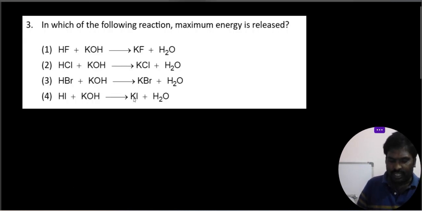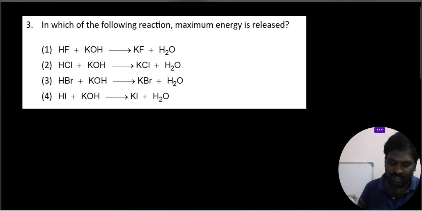In which of the following reactions is maximum energy released? This is an important model problem. The options are: HF plus KOH giving KF plus water, HCl plus KOH giving KCl plus water, HBr plus KOH giving KBr plus water, HI plus KOH giving KI plus water. In which reaction is maximum energy released? Here we are expecting the fourth option, but that is wrong.